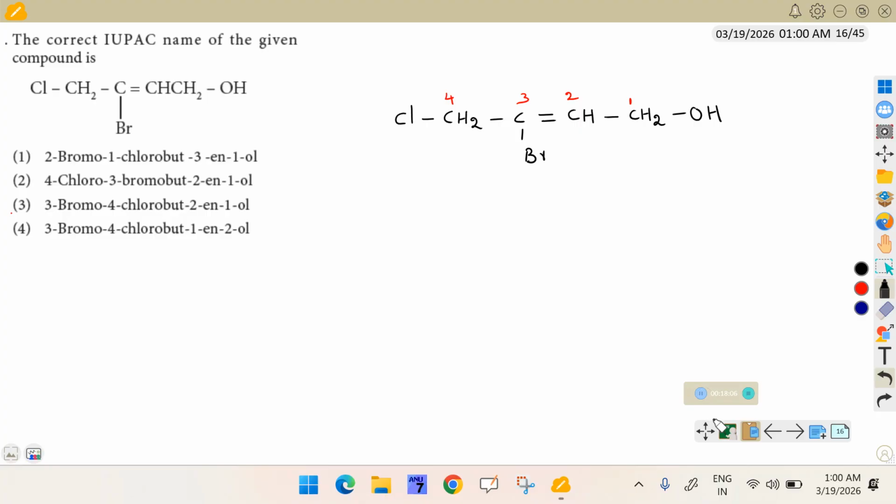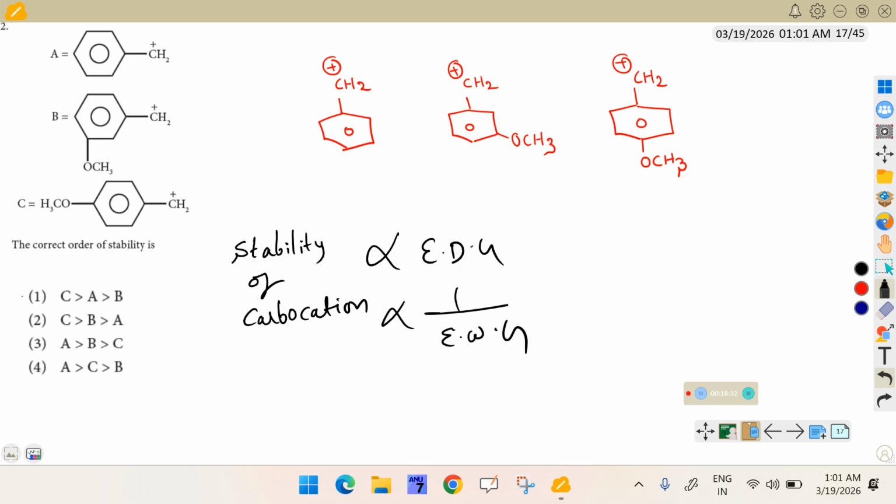Next question is an IUPAC related question. Draw the structure, give the numbering, if multiple branches are present, then follow alphabetical order. Chloro starts with C, bromo starts with B. Alphabetical B is first. So 3 bromo, 4 chloro, but 2 enol. Third option is the correct option. Next question related to stability of carbocation.